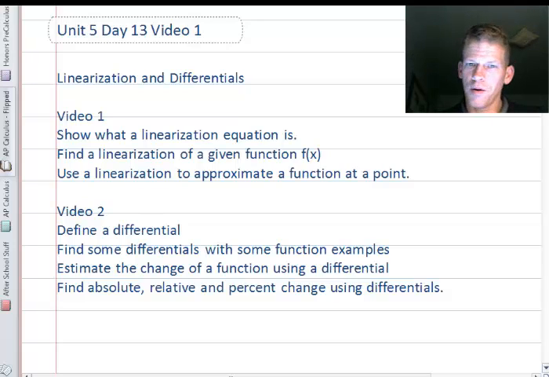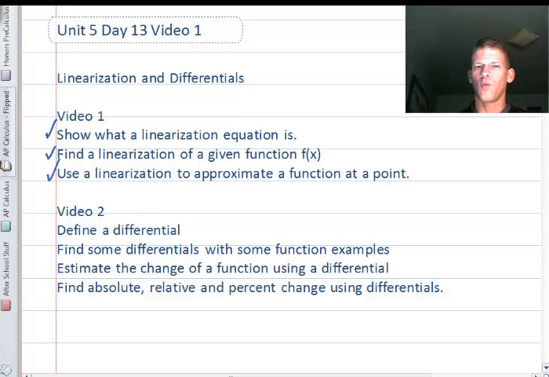My name's Mr. McAllen, but what we're going to do today is talk about what a linearization is, what it's used for, how it's kind of like cheating in mathematics, and then we're going to find a linearization of a given function, and then use the linearization to approximate a function at a point.